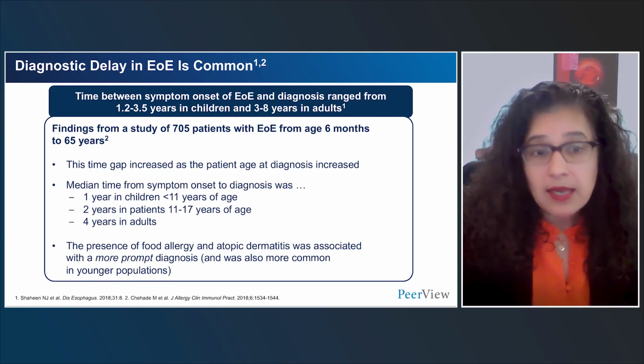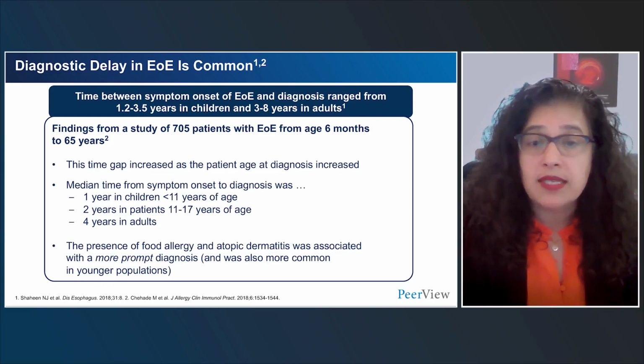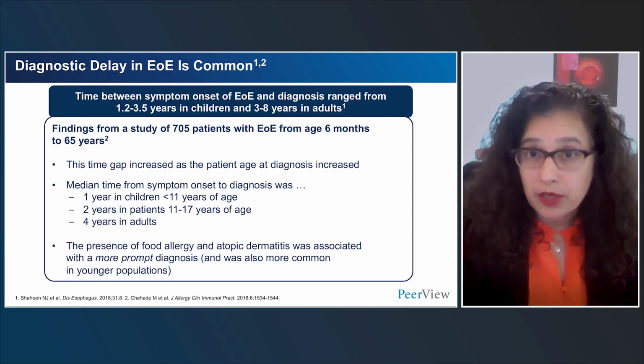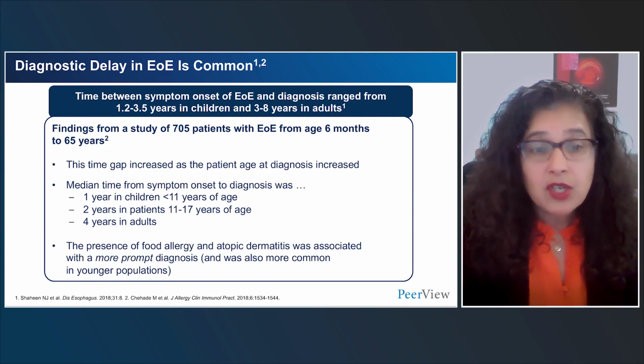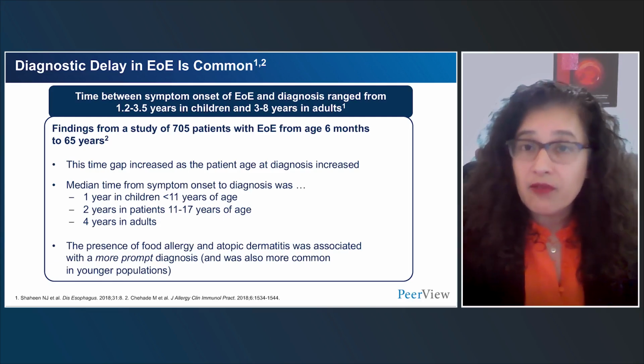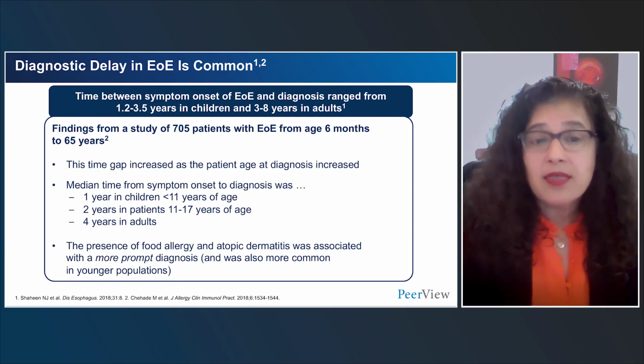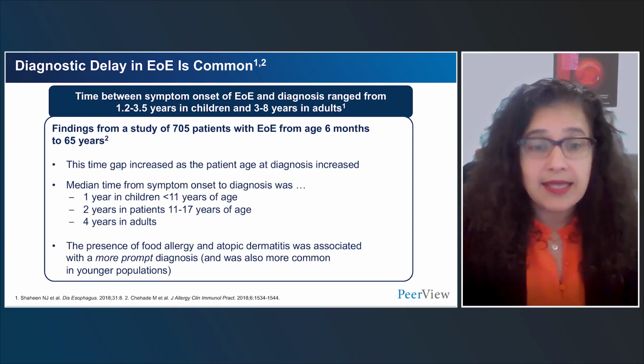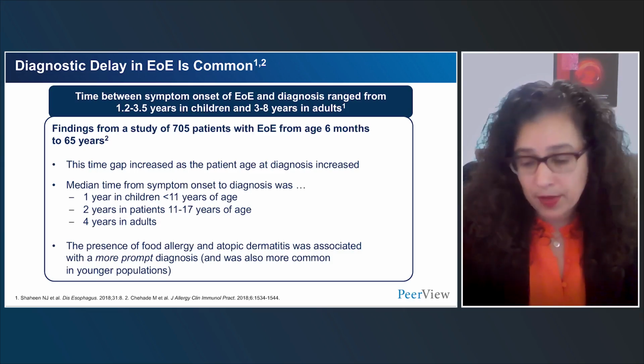So, for instance, the median time for symptom onset to diagnosis was 1 year in children under the age of 11, 2 years in patients ages 11 to 17, and 4 years in adults. The presence of food allergy and atopic dermatitis was associated with a more prompt diagnosis and was also more common in the younger population.